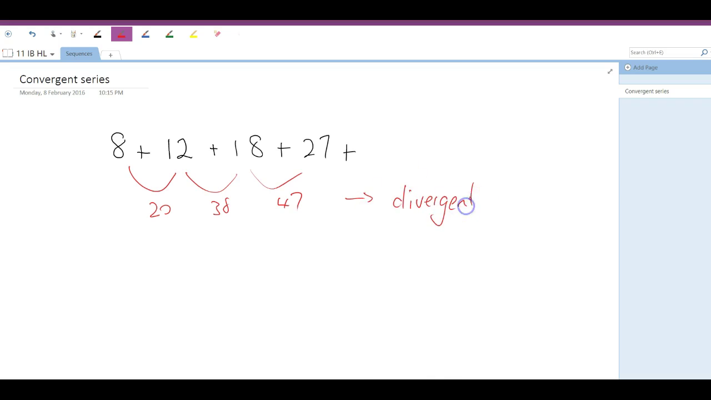We can't ever... It's diverging. It's getting larger and larger. It's not closing in on a particular value. So that's divergent, the opposite of convergent.